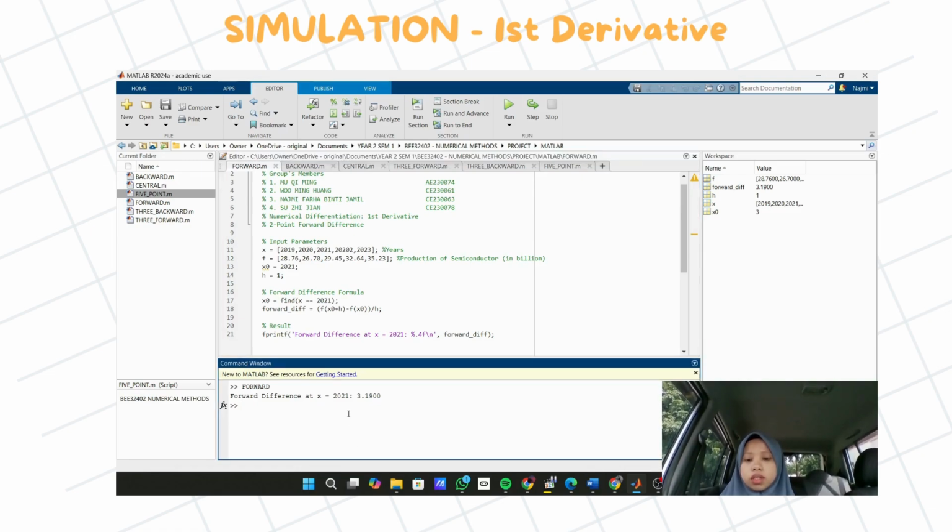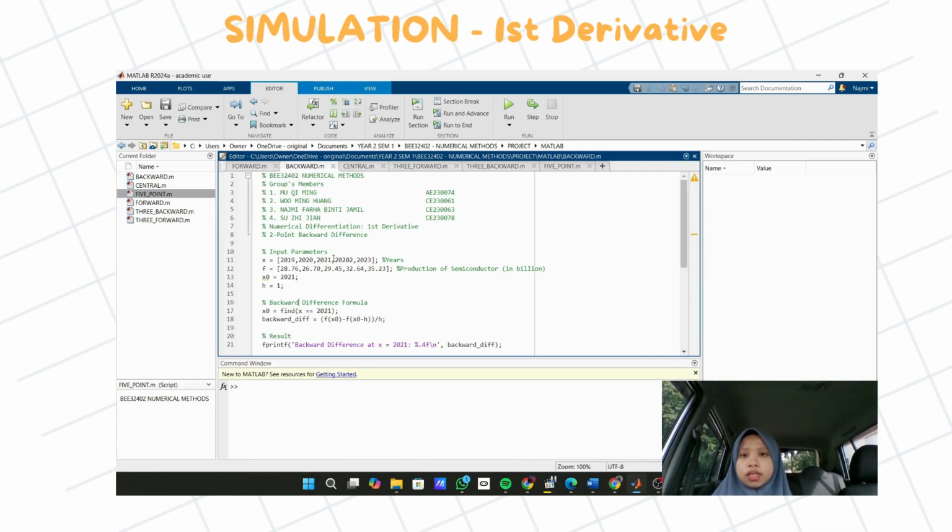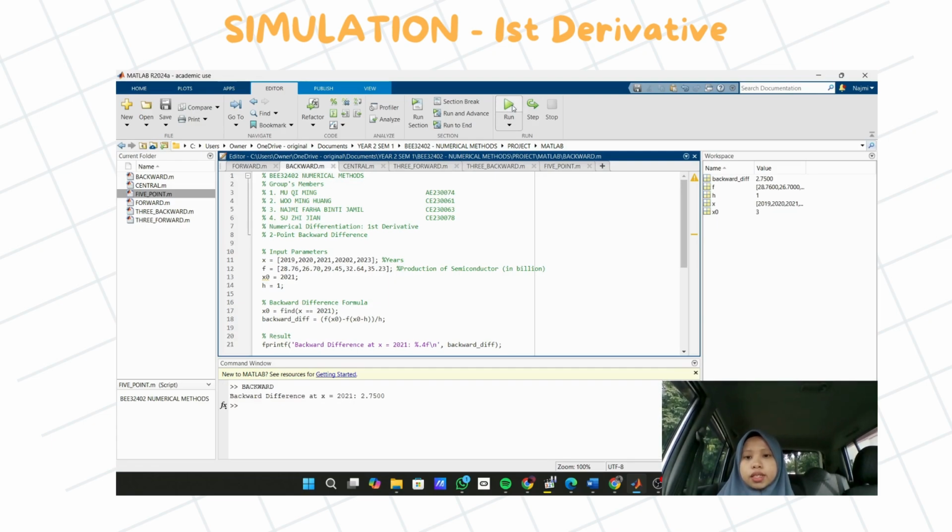Okay. So for the next one, we move on to the two-point backward. The input parameters are still the same. We do not change anything, but we change the backward difference formula to find the first derivative. We also obtain the answer in four decimal places because of this command. We run it, and we have obtained 2.7500.